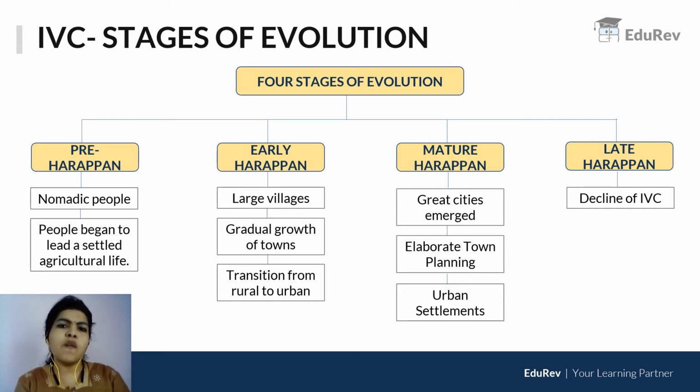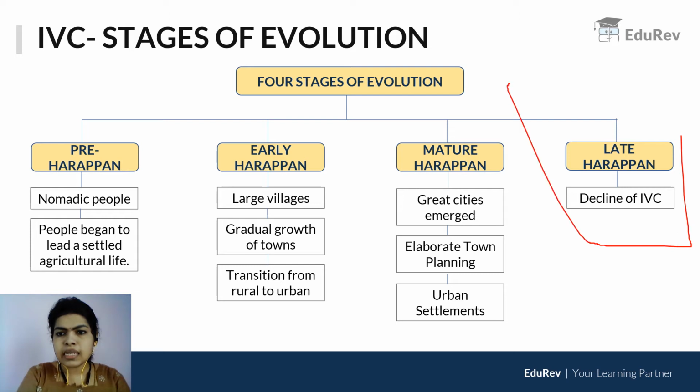With the end of mature Harappan, we ask what led to the decline of IVC in the late Harappan scenario. So that is going to be the focus for our lecture today, that is the late Harappan phase, which is the decline of IVC.